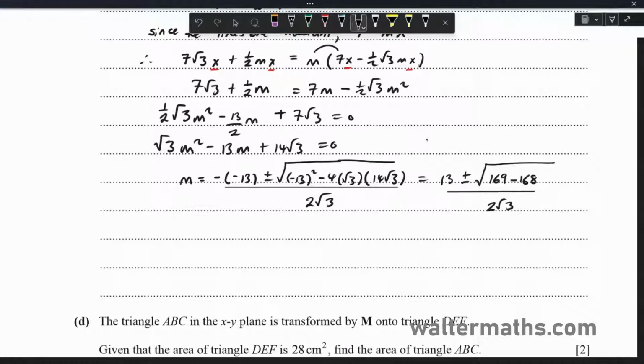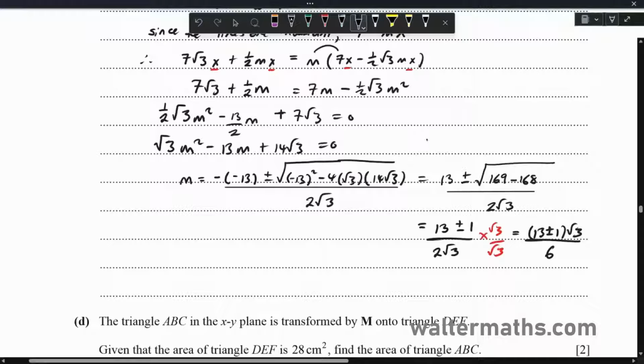All right, so what we have is 13 plus or minus the square root of 1 essentially. So it's plus or minus 1 over 2 root 3. I'm going to rationalize the denominator by multiplying by root 3 over root 3. So we essentially have 13 plus or minus 1 of root 3 all over 2 times 3, which is 6.